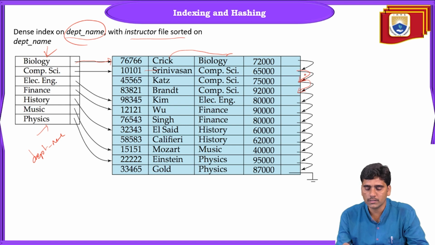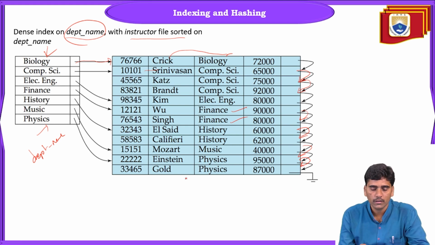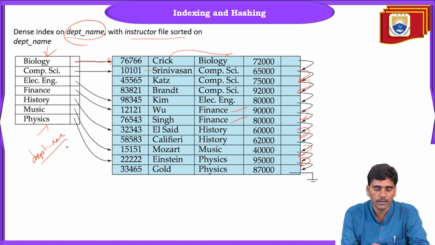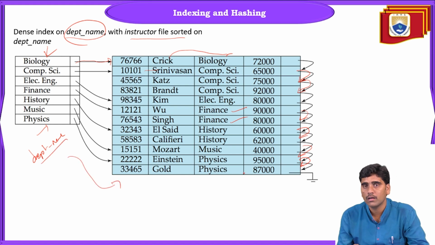So that index indicates what? The next value of the index. Here the finance index also shows the next index, history also shows the next index, music also shows the next index, and physics also shows the next index. So for every dense index entry on department name, which relates to all the department values, these are all instructor values: instructor number, instructor ID, instructor name, instructor subject, and instructor salary.